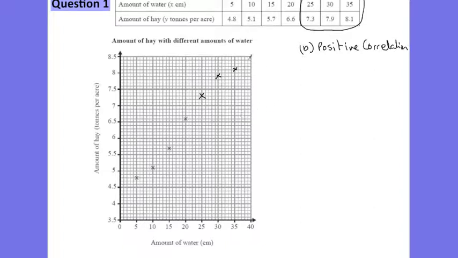What does that mean in the context of this question? Well, as we increase the amount of water, the amount of hay increases. We can see here, lots of water, lots of hay. Less water, less hay. So our positive correlation means that more water, more hay. Or conversely, less water, less hay.